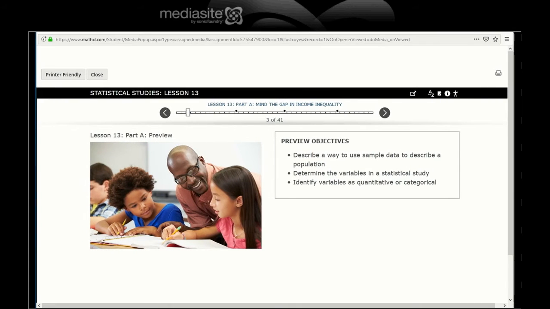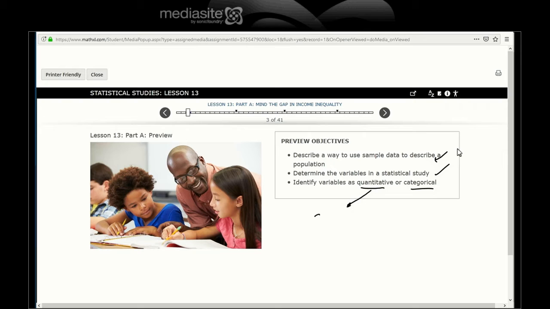And what's the purpose of today's tutorial? One is describe a way to use sample data to describe a population. Okay, so we're doing data. Determine the variables in a statistical study. Explanatory, responses. Identify variables as quantitative or categorical. Big picture here.